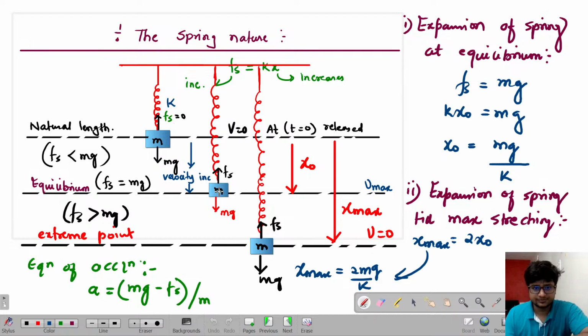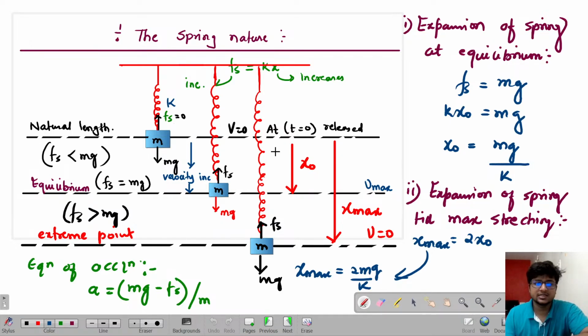Got it or not? When I consider equilibrium to my extreme point, spring force is dominating, so velocity will decrease, and finally at extreme point velocity will become how much? 0. So look over here, there is an expansion from natural length till equilibrium, which we call x naught, and that is equal to how much? Mg by k. Are you able to get me or not?